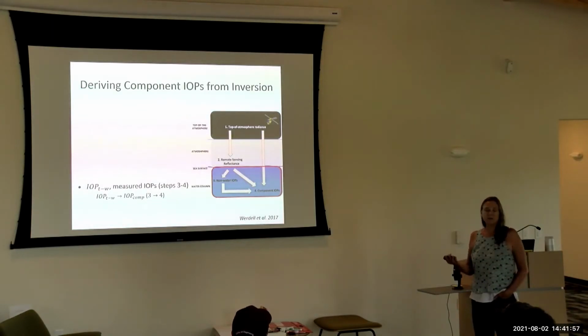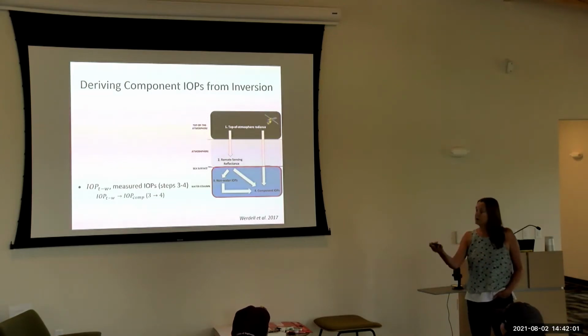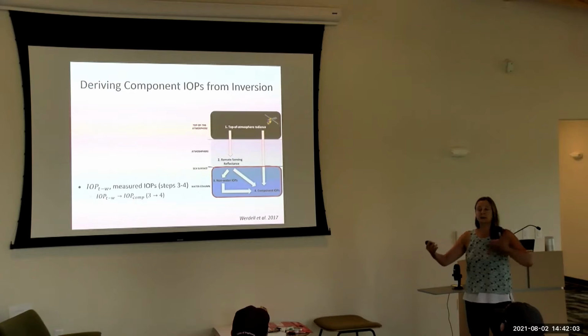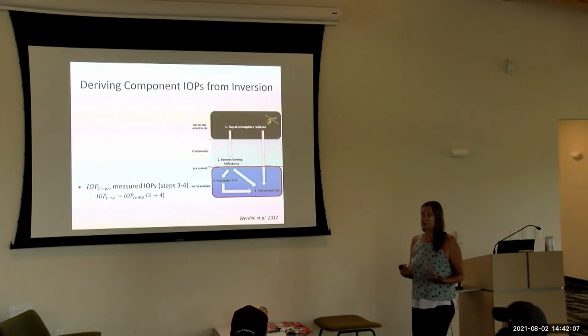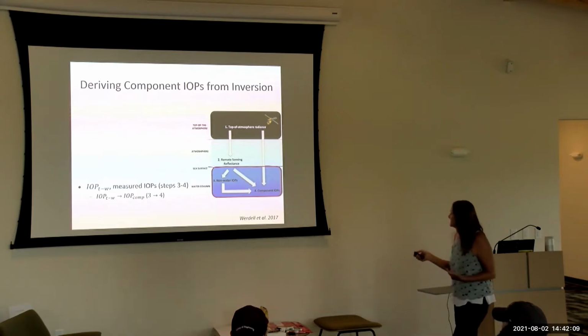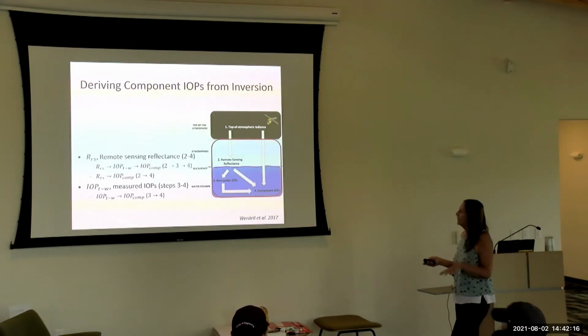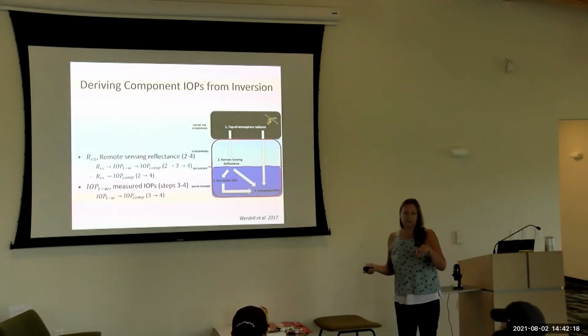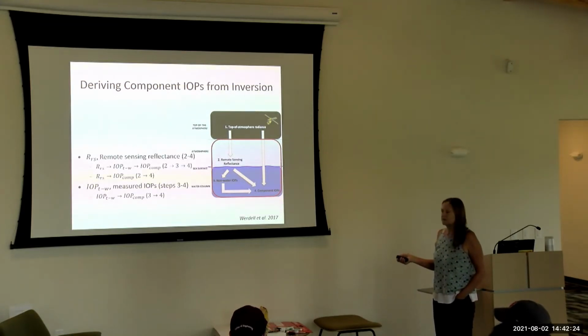With an ACS and BB3, or hopefully hyperspectral BB. Yeah, right? So you can do that, and there are models that partition the total optical properties into their components. Okay, so that's just steps 3 and 4. You stay in the water, you stay with the instrument.